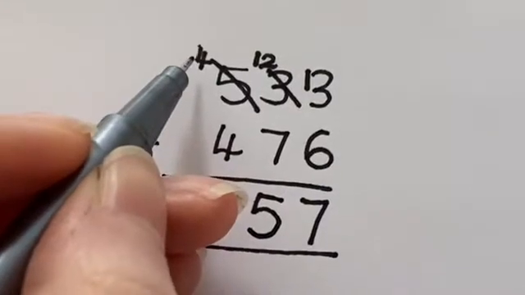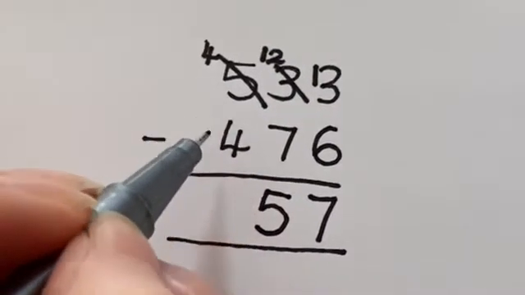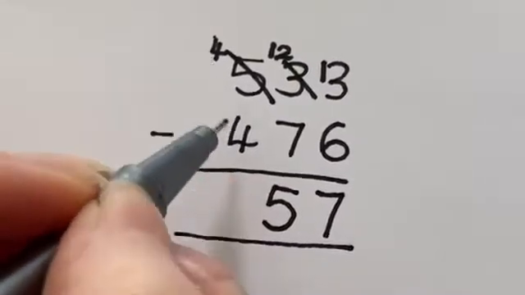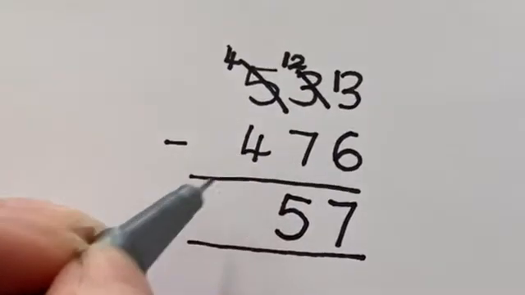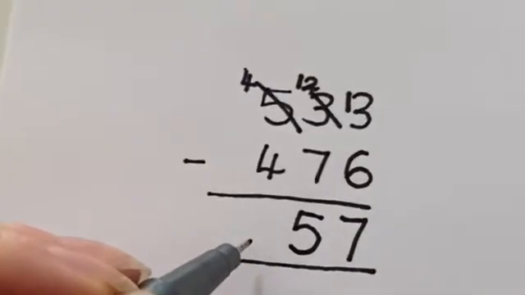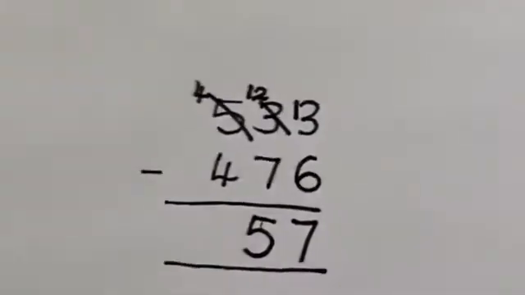And if we look at our final column, because we had to borrow one from here, I've only got 4 on the top. I've got the same amount on the top and the bottom. So 4 take away 4 leaves me with nothing at all. So I could put a 0 in here, but it tells me that there's no hundreds in the number. So the final answer is 57.